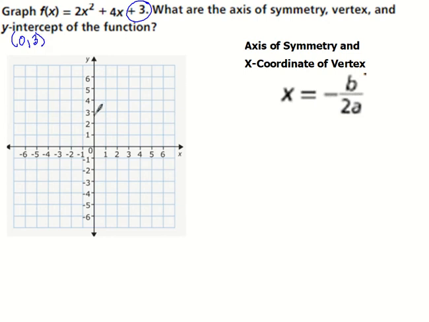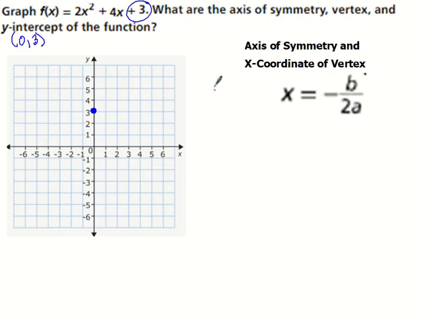That is actually something I can graph right now. Here it is, (0, 3). So I'm going to do that. Now, to find the axis of symmetry and the x-coordinate of my vertex, this is what we're going to use. The x will equal negative b over 2a.